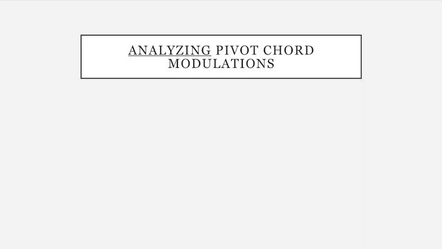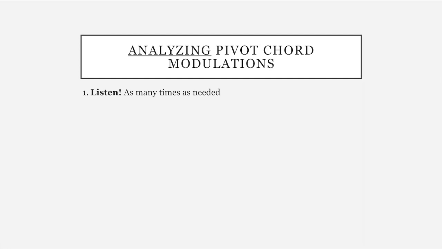So here we'll talk about some steps we can take to actually analyze pivot chord modulations. Although it can be easy to forget as we're working with music that's originally presented to us in written form, we want to make sure we take time to actually listen to the music in question. Whether that means we play it ourselves or seek out recordings of it, we want to give ourselves the opportunity to listen several times, and that's going to help us a lot in our analysis.